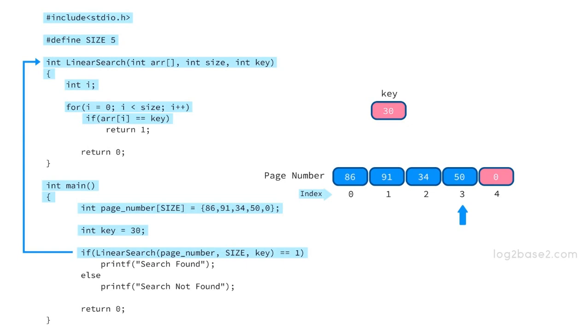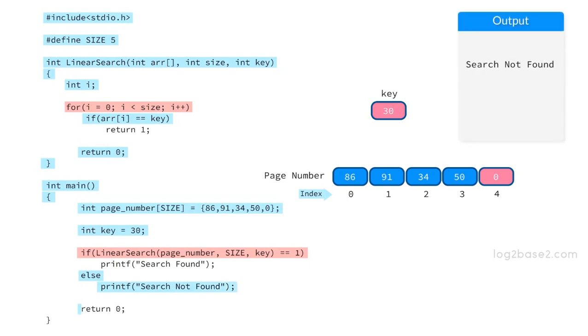And now check the condition i less than size. And 5 is not less than 5, so this condition fails. That is, we have completely traversed the array. So control comes out of the for loop and returns 0 as the key was not found in the array. So here in the main function, this returned value is 0, which is not equal to 1. So the if fails, and control goes to the else part and prints search not found. So that is linear search, and this is how we can implement it.